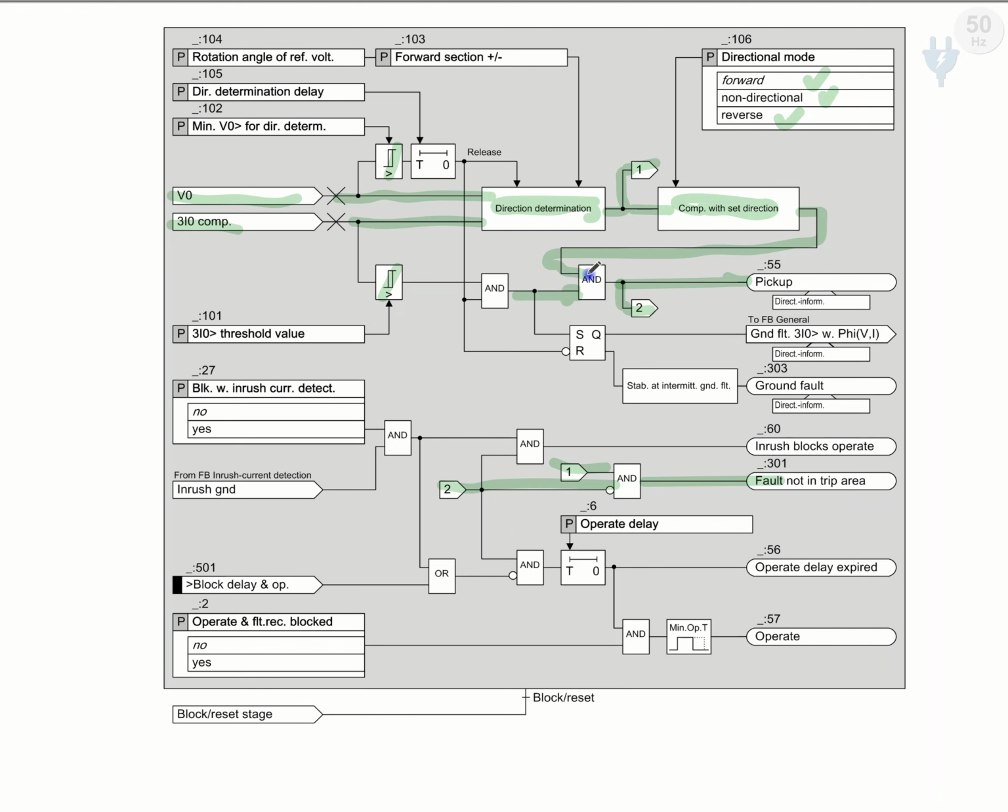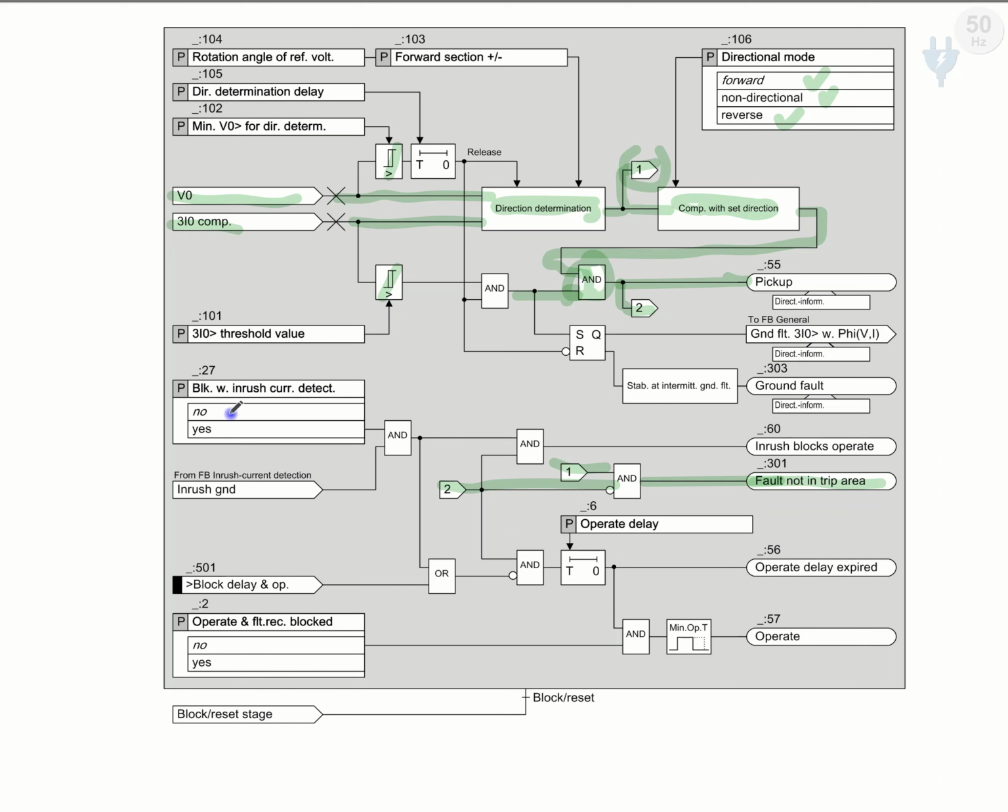If we don't have any signal from this AND gate, but we have a signal from block number 1, it means the direction determination block works and we have an output, but here we don't have an output. It means it is defined for the relay that it is not in a trip area.